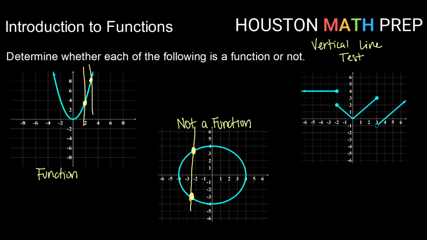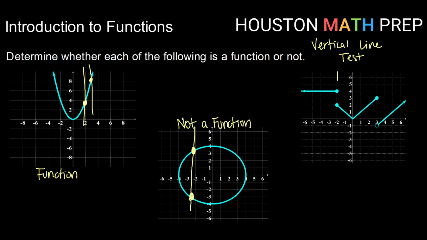All right, and then lastly, let's take a look over here at this function. This is an example of what we call a piecewise function, which we'll study a little bit later. And it's got pieces, right? So we're going to look carefully at everywhere that we could draw a vertical line. So if I imagine drawing one all along here, this left piece is fine.